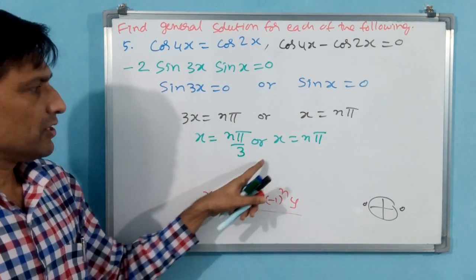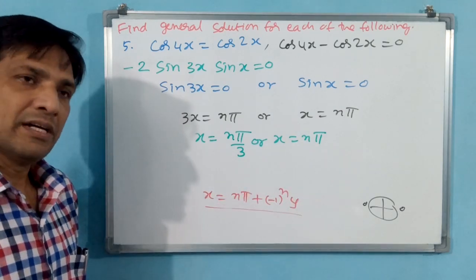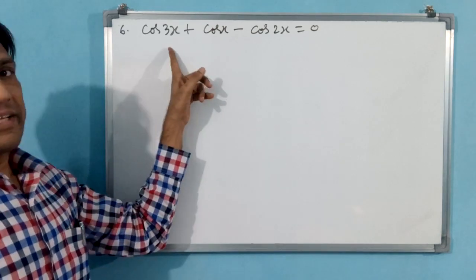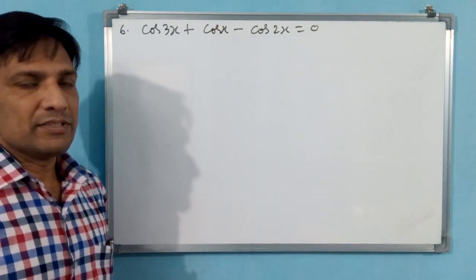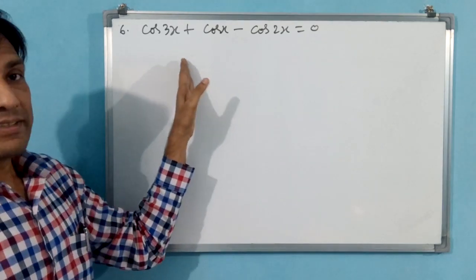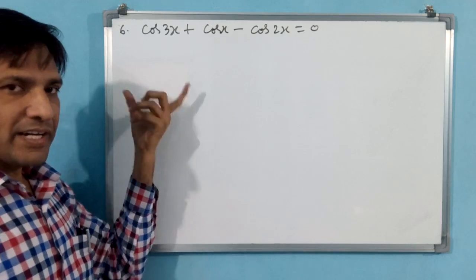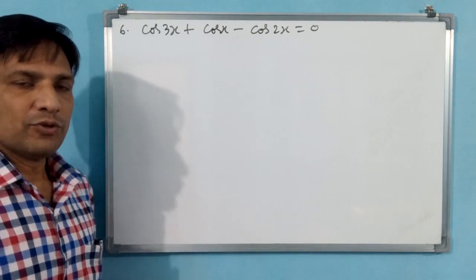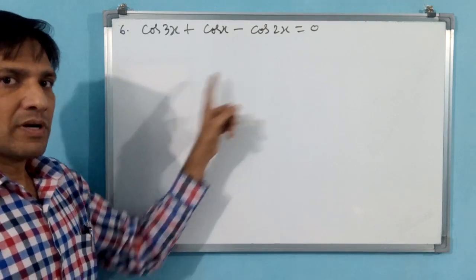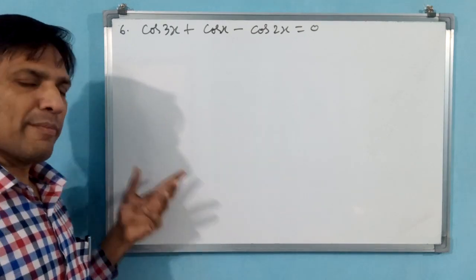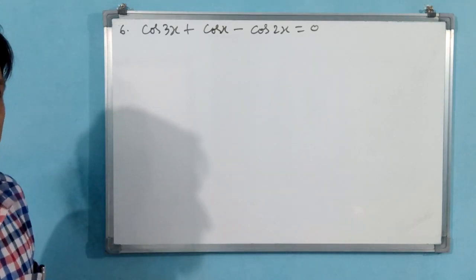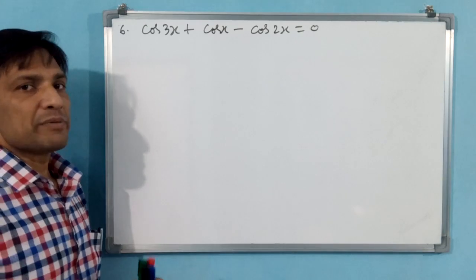x is equal to n pi by 3 or x is equal to n pi. Now let us go for the sixth question. See the question: cos 3x plus cos x minus cos 2x is equal to 0. Here three terms are there. Any two terms you can take and convert into multiplication. Then those two will become a product, and the other one with 2 you can take common. Like that you have to think. Which ones to take for converting addition to multiplication is very important.